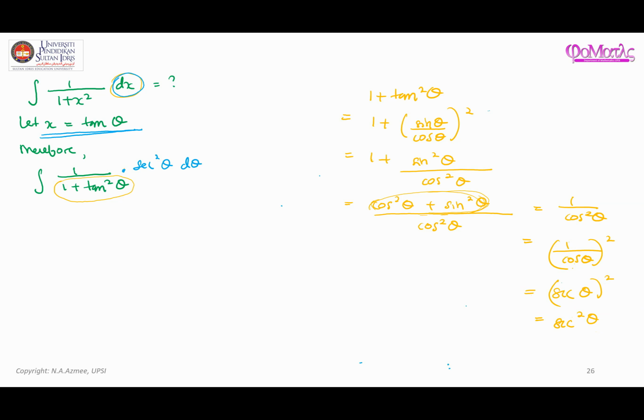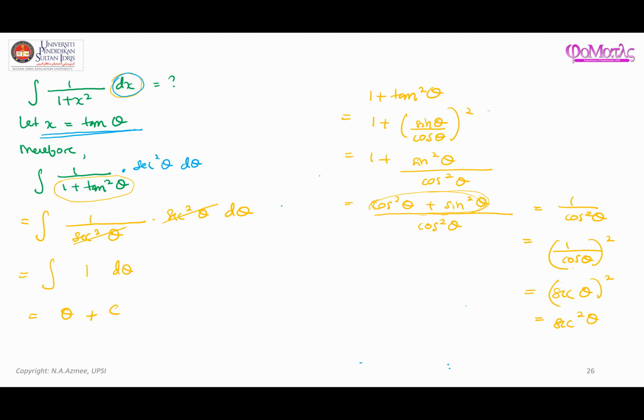So that's what happens next. Here we have the integral of 1 over secant squared theta times secant squared theta d theta, and that can be cancelled out. So we are left with the integral of a constant, which is 1 d theta. And if you integrate a constant, you will get theta plus c in this case.